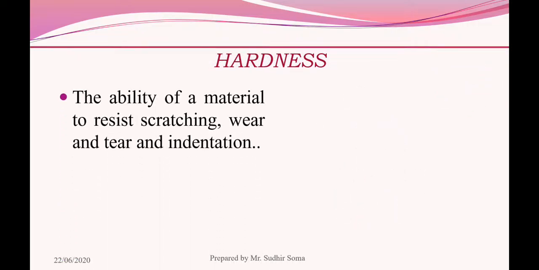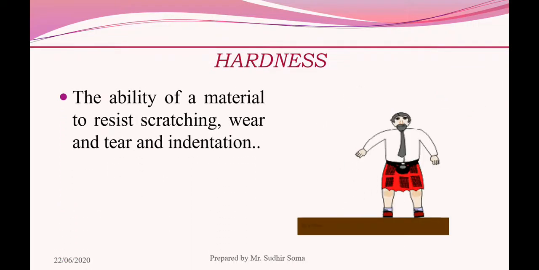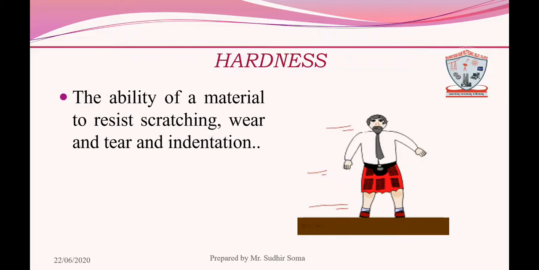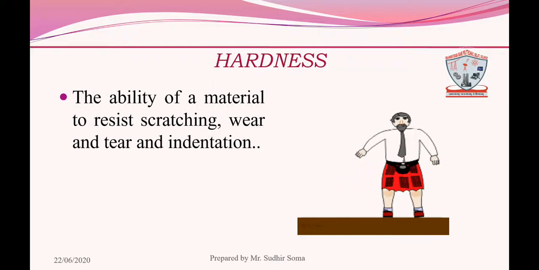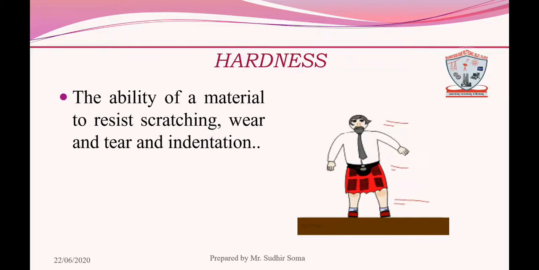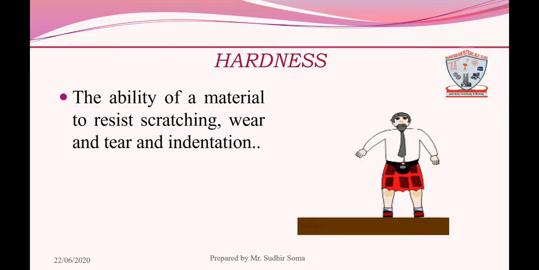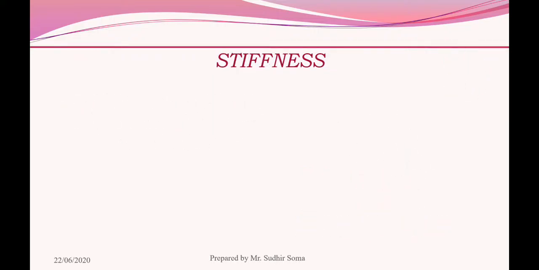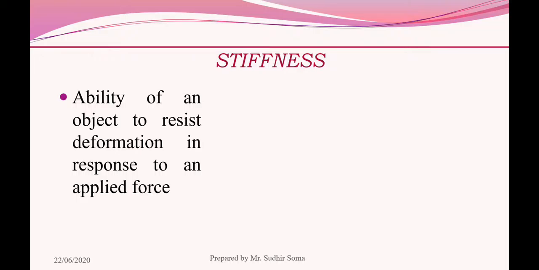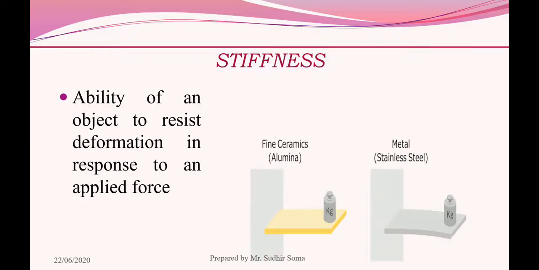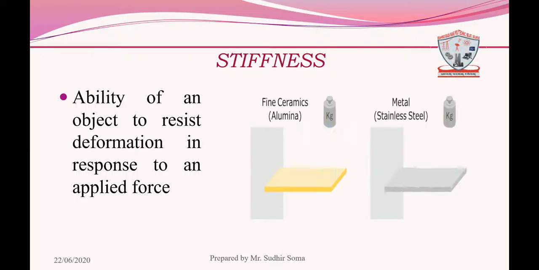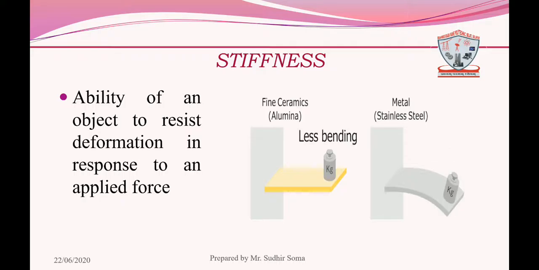Then hardness. So what is meant by hardness? Resistance to penetration, abrasion or plastic deformation. It is the ability of a material to resist scratching, wear and tear and indentation. So next is stiffness. Stiffness is the ability of an object to resist deformation in response to an applied force.